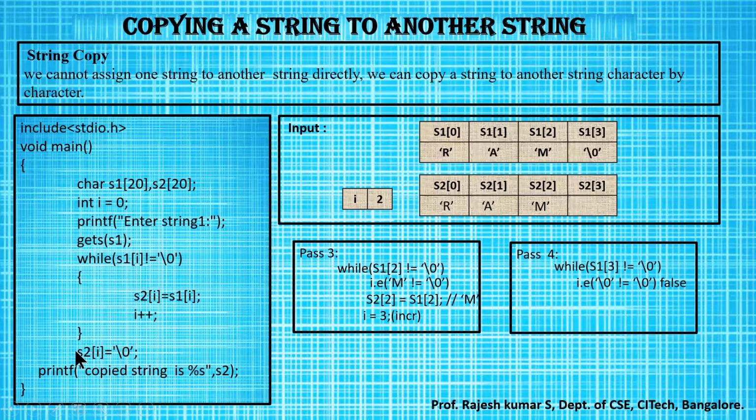When you come out of this array, you will exit from the while loop. S2 of I value is 3. For that particular position, I'm inserting the null value. After inserting, the null value gets inserted over here. Then I will print the copied string as %s. %s is a format specifier in order to display the string on the monitor screen.